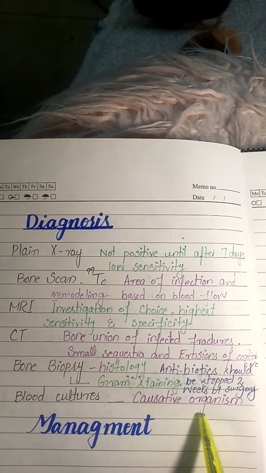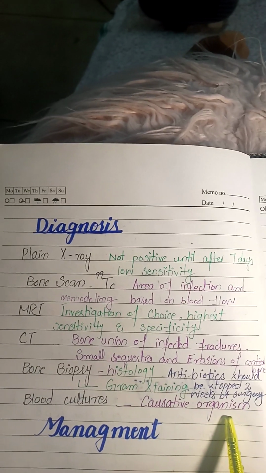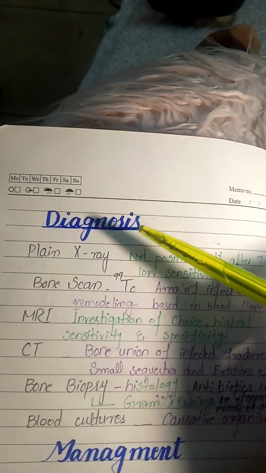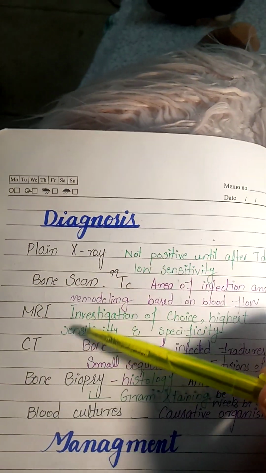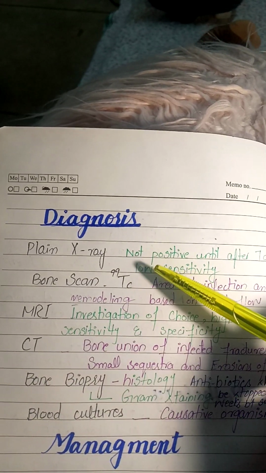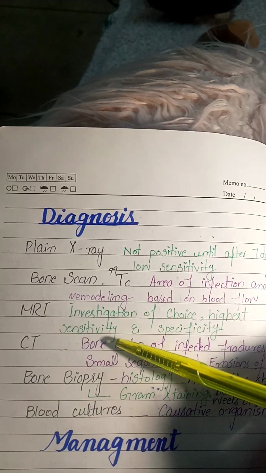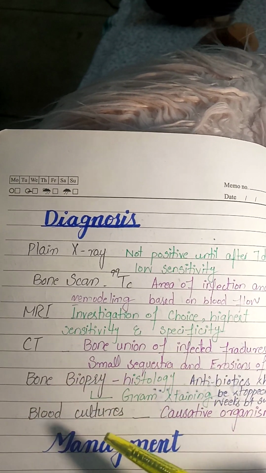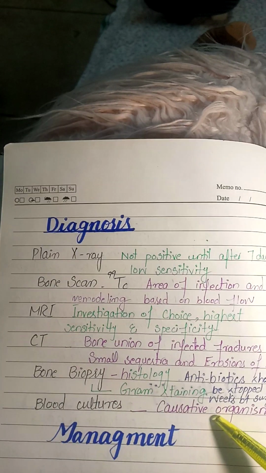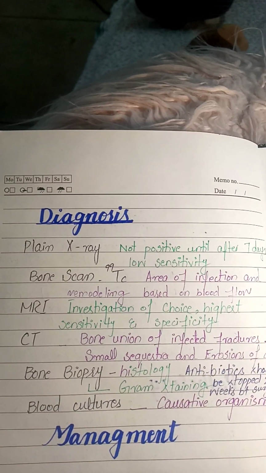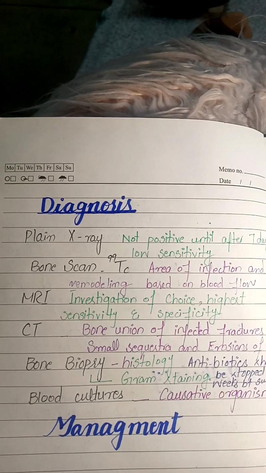Then blood culture can also reveal causative organism. So X-ray is to exclude stress fracture, bone scan and MRI to diagnose early stages of acute osteomyelitis, CT for detail, and bone biopsy to confirm organism. Blood culture is to confirm organisms. This is the diagnosis. We will talk about management of acute osteomyelitis in upcoming video.